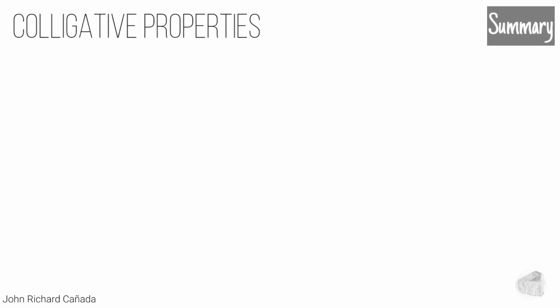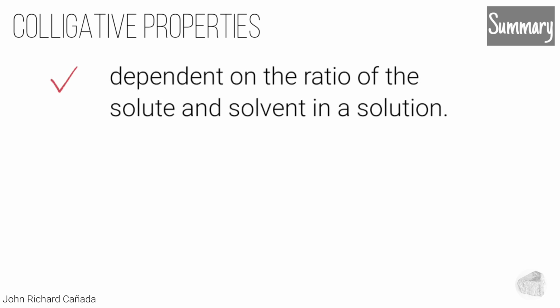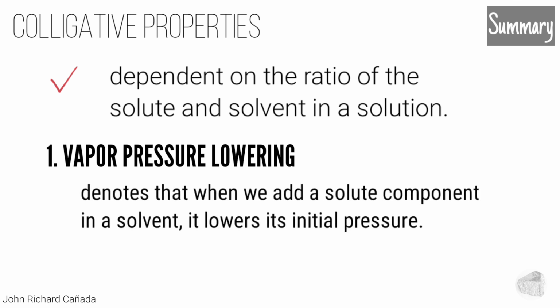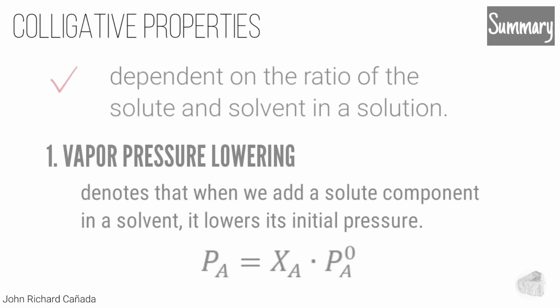So, in a nutshell, we have discussed lessons and examples revolving around colligative properties. A colligative property is dependent on the ratio of the solute and solvent in a solution. We talk about three. First, the vapor pressure lowering. This property denotes that when we add a solute component in a solvent, it lowers its initial pressure. We can refer to the formula of Raoult's law: P sub A is equal to X sub A multiplied by P null sub A.